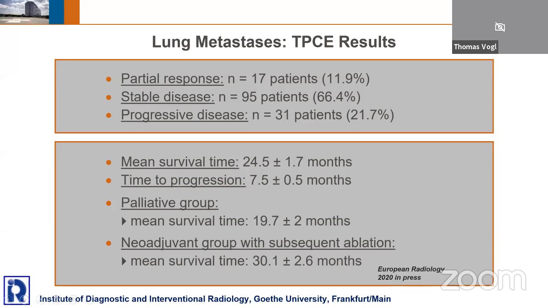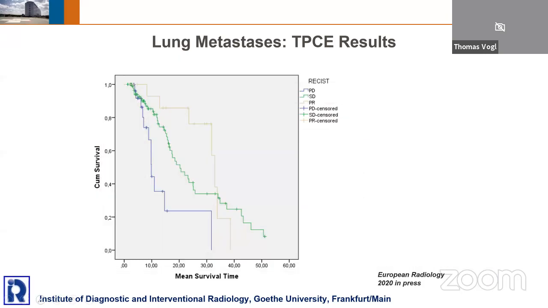Here the data are shown also for the subsequent ablation group, and this is now in press in European Radiology. Here for the survival, it's again shown that those patients with progressive disease immediately show a decrease in the survival rate. And here after 30 months, nearly all patients had died from the disease itself, while in those patients who showed stable disease or partial response, the survival improved significantly.